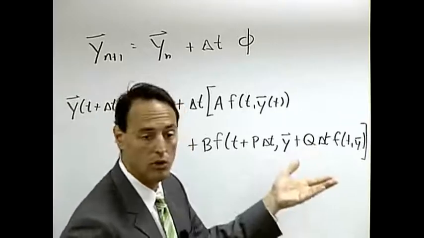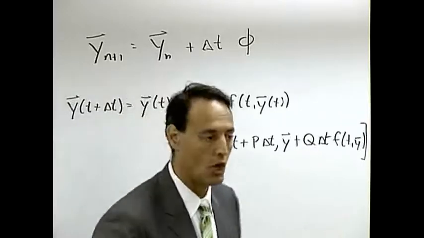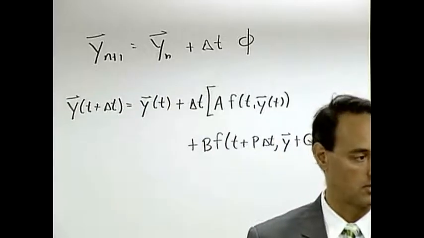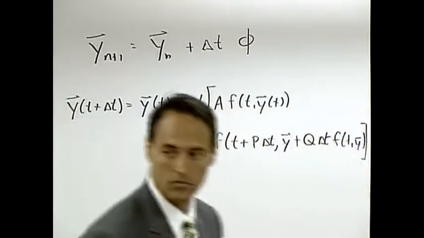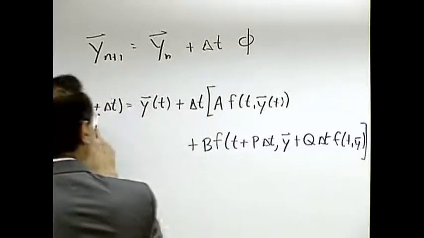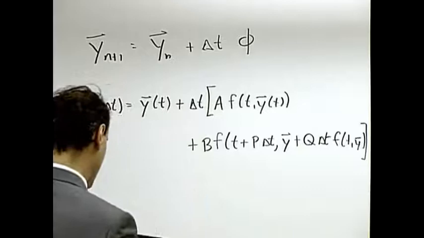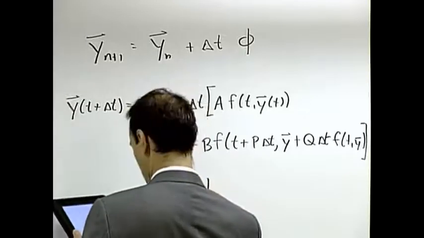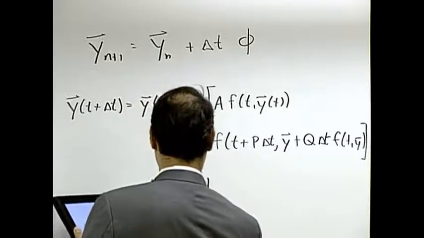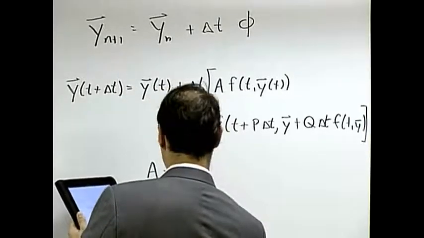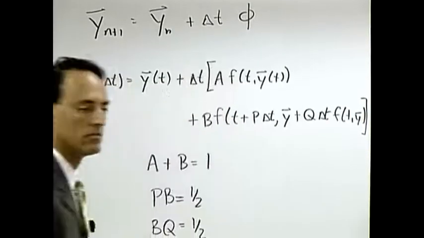And then I can also pick q here. So I have 4 constants that I can pick, all with the express intent of making for a higher order scheme for accuracy. Okay? So if you do a Taylor expansion of this and of this, turns out you find the following relationships have to hold. A plus b is 1, p times b is a half, and b times q is a half.